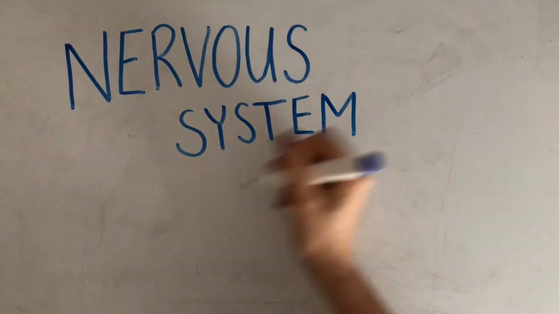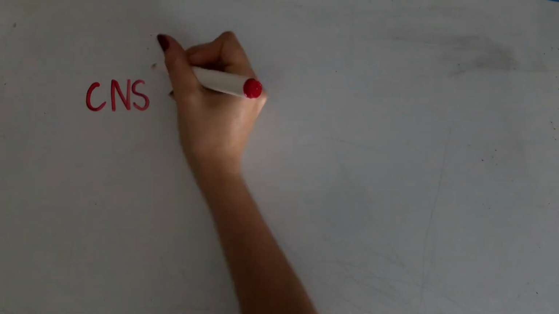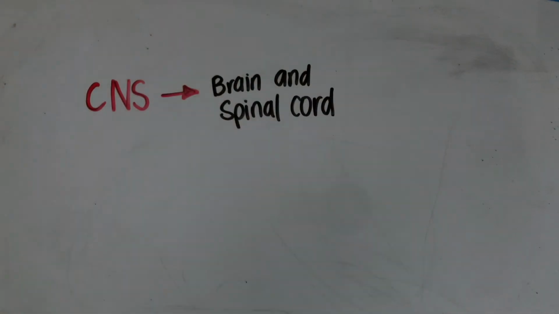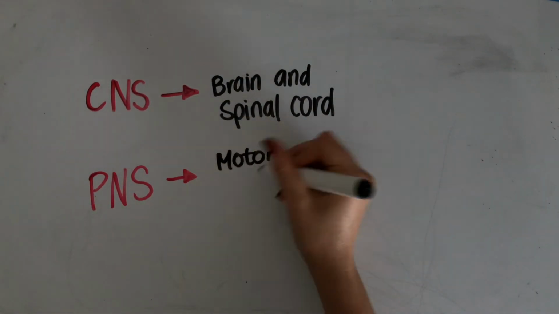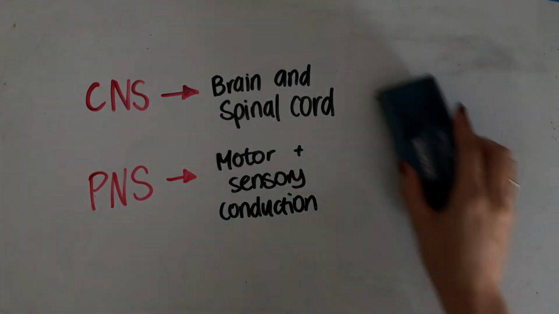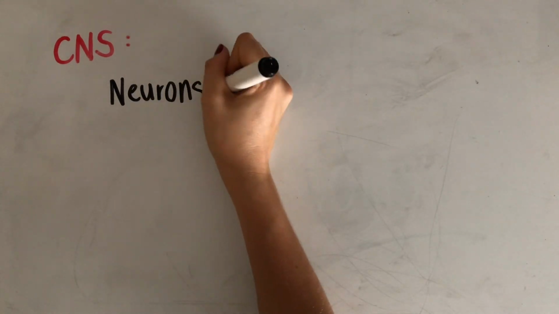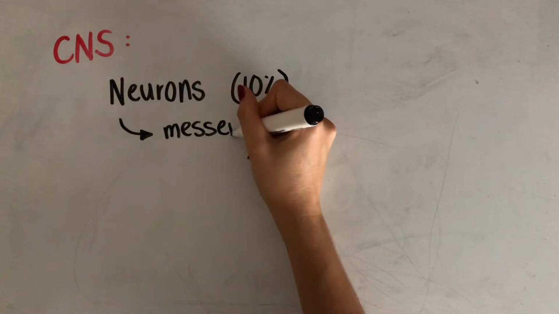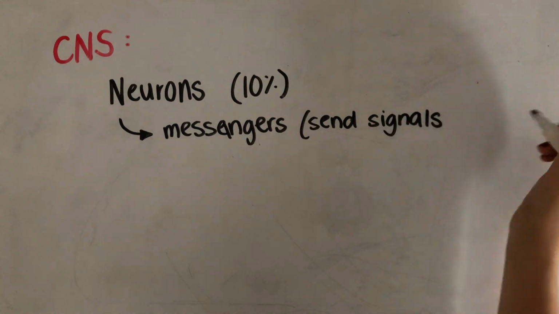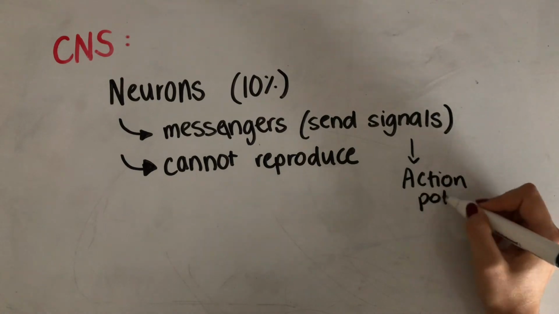So, your nervous system microanatomy, which basically just means the cells of the nervous system. So, quick recap, we know that the central nervous system is the brain and spinal cord, and the peripheral nervous system is basically everything else. So, I just think of motor and sensory output or like conduction. So, in the central nervous system, about 10% of the microanatomy is made up of neurons, and these are your messengers, so they send signals through action potentials, and they cannot be reproduced. So, basically, what you've got is what you get.